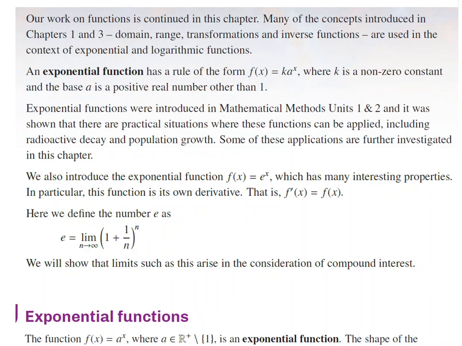Okay, so an exponential function has the rule f of x equals k times a to the x. So you can have lots of bases. It doesn't have to be e, it can be 10, it can be 7, it can be whatever number we want that a to be. Where k is a non-zero constant and the base a is a positive real number other than 1. So it does have to be positive. It can be less than 1, but it's still got to be positive.